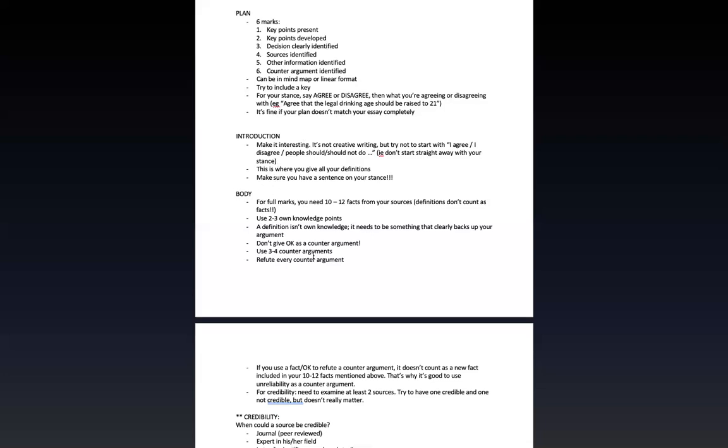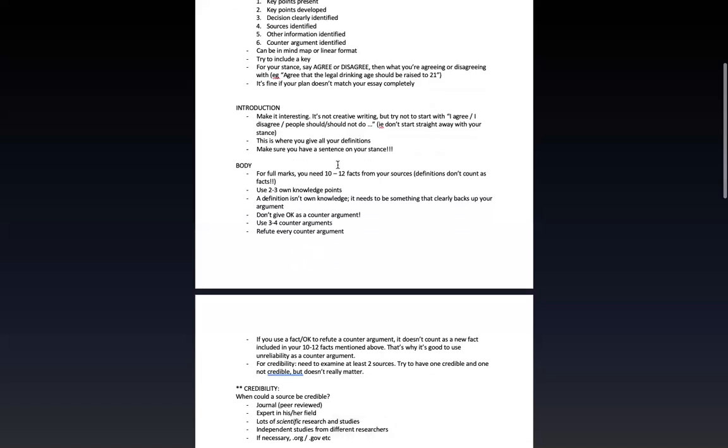Then for your body, obviously this is where you're going to get most of the marks. In terms of marks for content and for facts, you need 9 plus facts. I said 10 to 12 here because that's keeping it safe. 10 to 12 facts from your sources. As I said, definitions don't count as facts. Facts need to be something that's backing up your argument. And they need to be from your sources. So that's not including your own knowledge facts. Having facts gives you 8 marks of the 40 marks. So it's quite important. If you can, try and get as many as possible.